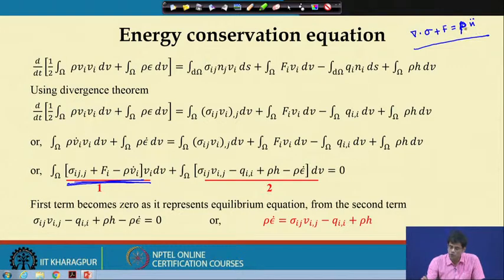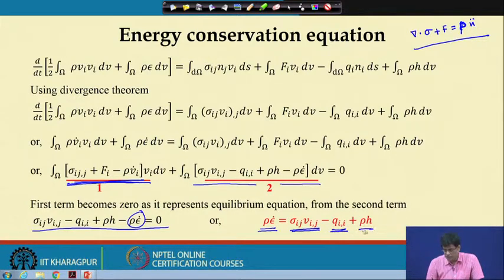This equation we have seen, where we put 0 for the static case. Since now we are considering the general dynamical case, the inertia term will be there. So this equation is essentially 0, and what is left is this quantity. The first term is 0 because it represents the equilibrium equation. For the second term, after some modification I can write the internal energy derivative with respect to other quantities. The first term is due to the stress, then this is due to the heat flux, and this is the source term.